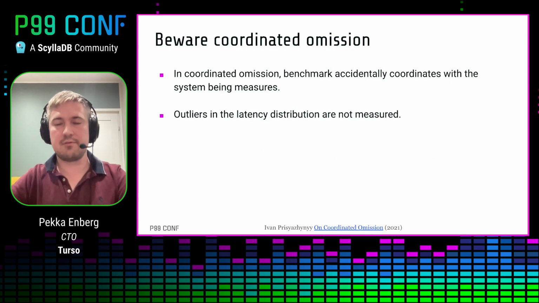But when you're measuring latency, one really important thing to look out for is something called coordinated omission. And again, I think you should probably read the blog post by Ivan from 21 on coordinated omission.